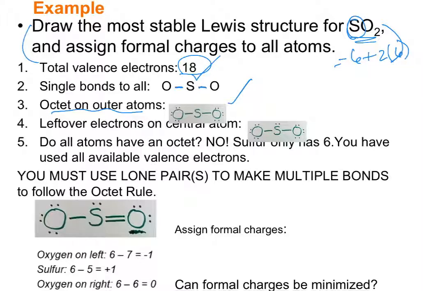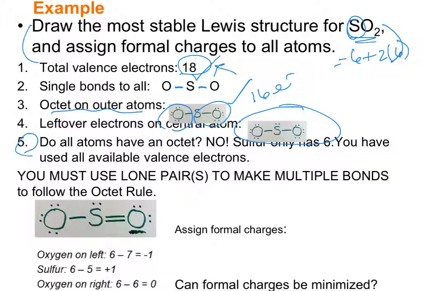How many electrons have I used at this point? 8 plus 8, I've used 16 electrons so far. So I have 2 left over from the original 18 that I need to put on the central atom according to step 4. All right, so don't stop. It's so common for students to go, okay, I'm done. No, don't forget step 5.